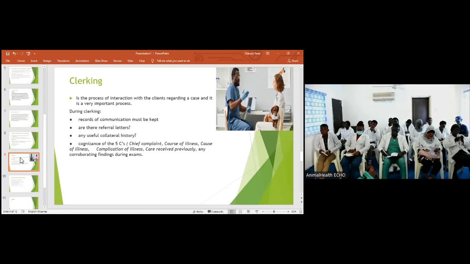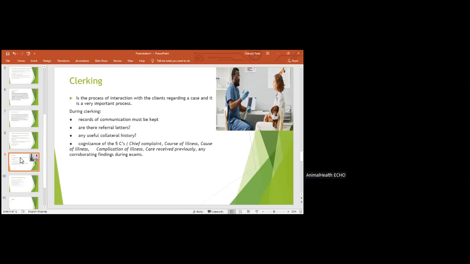I must finish writing, reach my tentative diagnosis. If I'm going to take samples, I will take samples, and I will discuss with you my bill, everything, writing everything down before I discharge you. I don't ask you to go, and then I've not written anything in the file. And if it's the EMR that you are using, you are typing as the person is talking. It is important. Records of communication must be kept during clerking. It is very, very important.